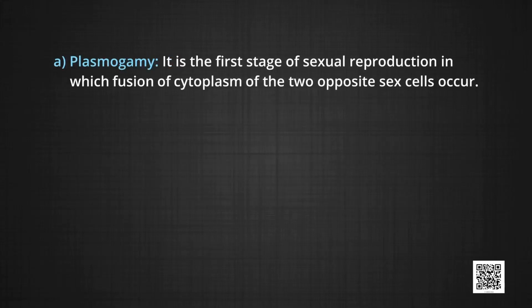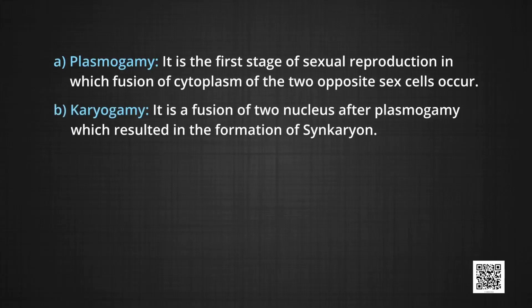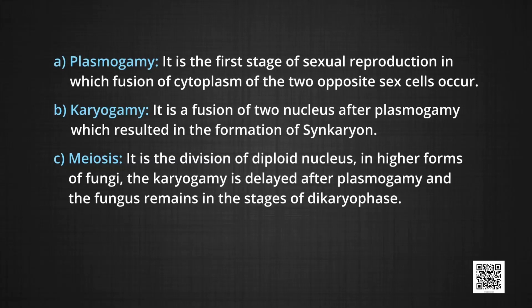Plasmogamy. It is the first stage of sexual reproduction in which fusion of cytoplasm of the two opposite sex cells occurs. Karyogamy. It is the fusion of two nuclei after plasmogamy, which results in the formation of synkaryon. Meiosis. It is the division of the diploid nucleus in higher forms of fungi. The karyogamy is delayed after plasmogamy and the fungus remains in the stage of dikaryophase.